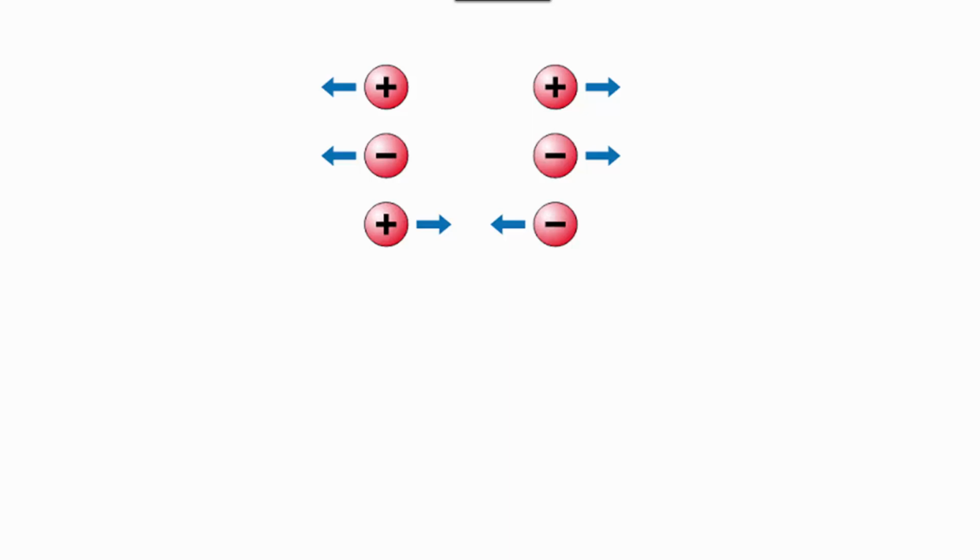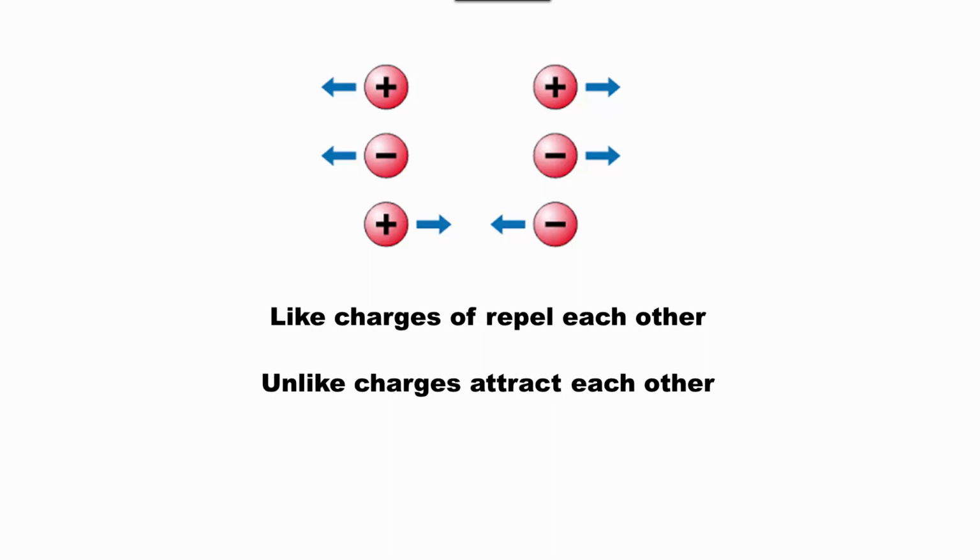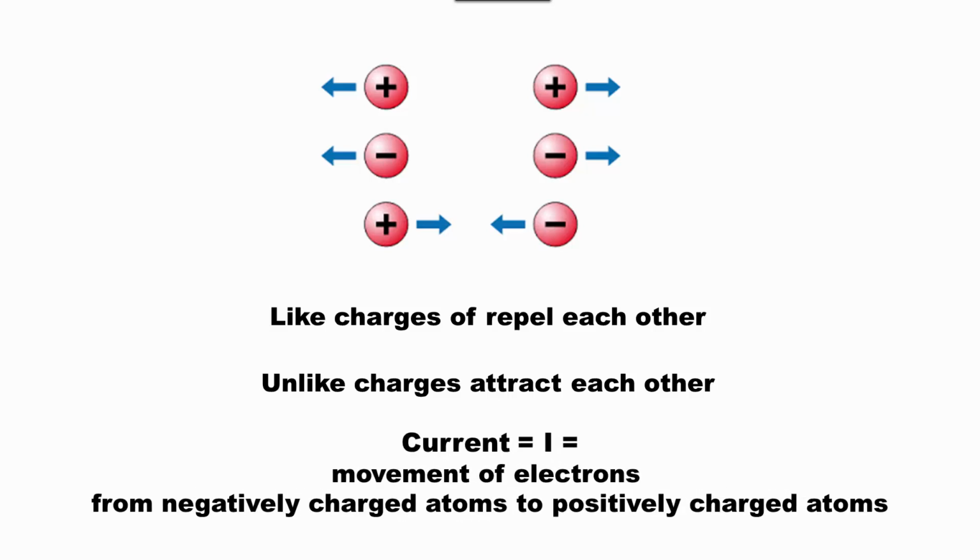Next, we must understand that like charges in nature repel each other, while unlike charges attract each other. This, of course, affects the way that negatively charged electrons behave. Current is defined as the movement of electrons from negatively charged atoms to positively charged atoms. Current is abbreviated with the letter I. Current is measured in amps.